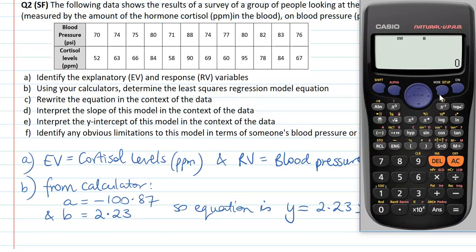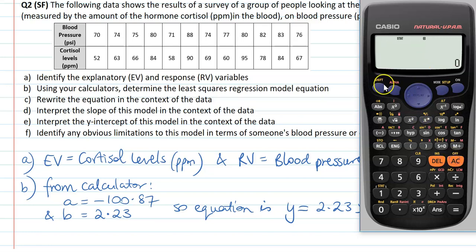If you're a bit stuck on part B, a quick refresher on how to use your calculators. Go to mode, select option 2, the stat 2 for A plus BX. We enter in our data. Just do a quick check to make sure you've entered in all of your data correctly.